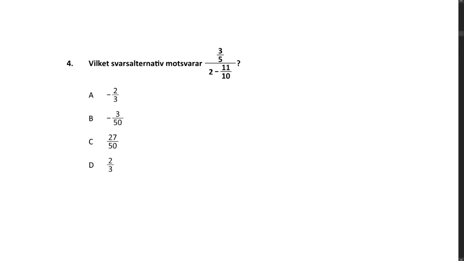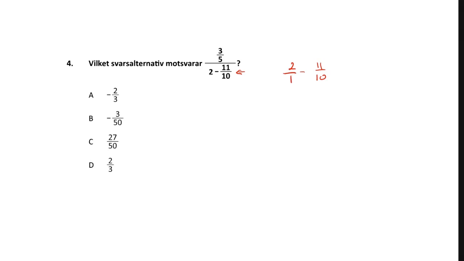It says that we need to choose the alternative that answers the question 3/5 divided by 2 minus 11 over 10. Let's solve this bottom part first. We have 2 minus 11 over 10. This goes back to the question where we subtracted and added fractions. We can write 2 as a fraction as 2 over 1.